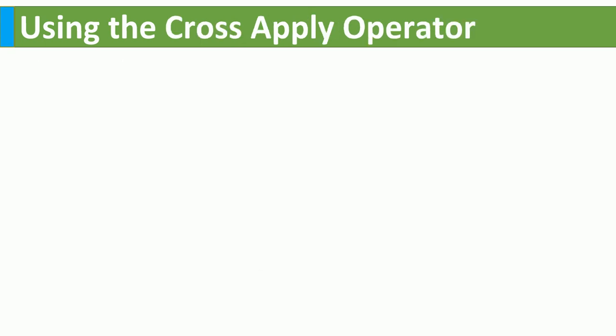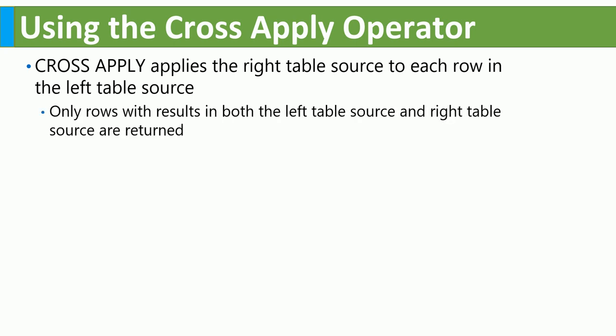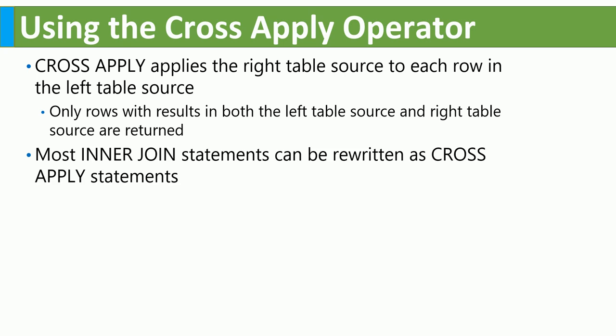Now let's understand the cross apply operator. Cross apply applies the right table source to each row in the left table. First you have one table on the right side, and the data will be matched with the left table. Only rows that result in both the left and right table sources are returned. So most inner join statements can be rewritten as cross apply statements. You can say it works similarly to an inner join statement.